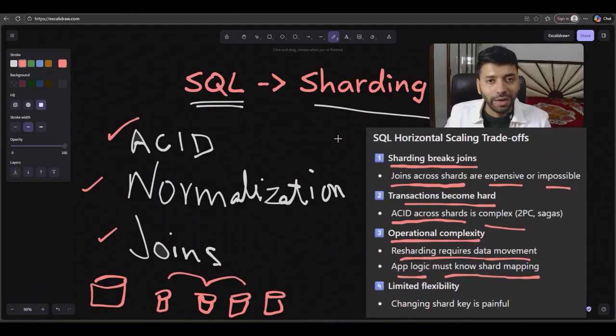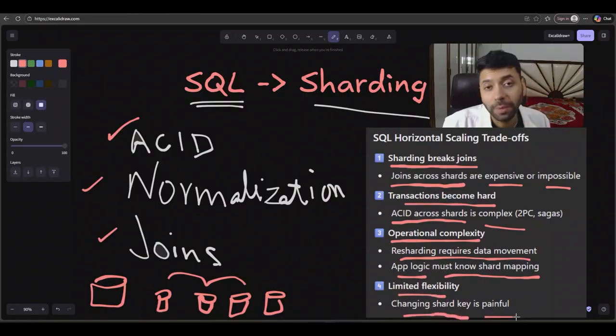For example, when a new shard is added or a shard is removed, all those things are handled by the app logic, correct? Whereas in NoSQL, which we will talk about later, it handles that automatically at the DB level. Because in SQL it is handled at the app logic, it is complicated. It also has other issues, like limited flexibility. If you have to change the shard key, it is quite painful. So the sharding, or horizontal scaling, in SQL is quite painful because it is handled by the application layer.